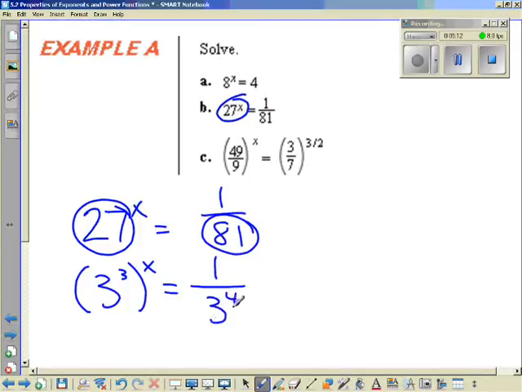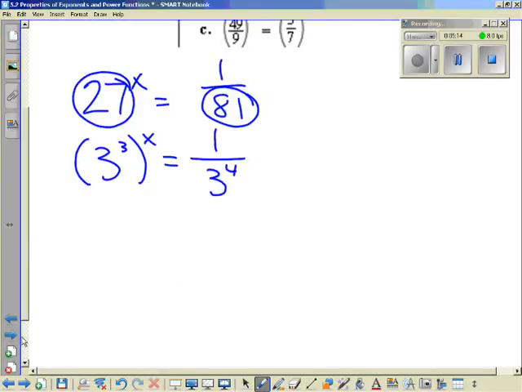Now it's still in the denominator. So there's going to be a couple steps here to try to get this to line up right. Remember, in the last one we had 2 to the 3x equals 2 to the 2.